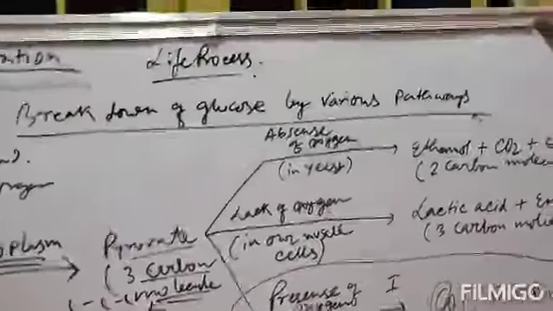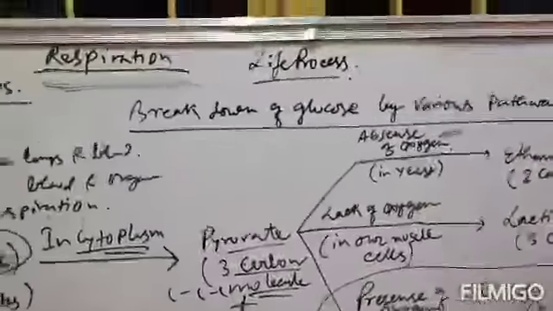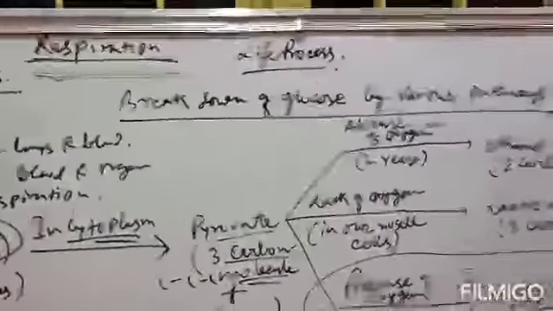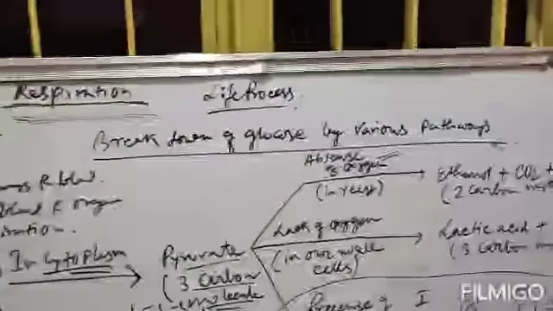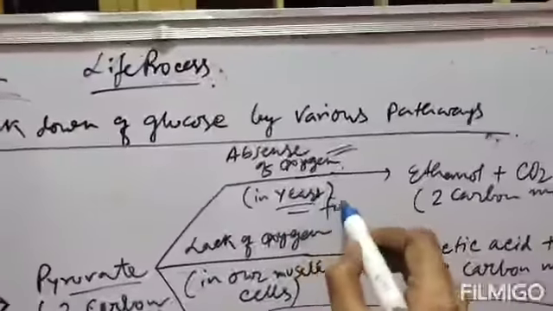Next, second case, in absence of oxygen. In absence of oxygen means anaerobic respiration. We have studied there are 2 types of respiration. One is in presence of oxygen, that is aerobic respiration, and another one is in absence of oxygen, that is anaerobic respiration. Anaerobic respiration is generally found in yeast. What is yeast? Yeast is one type of fungi.